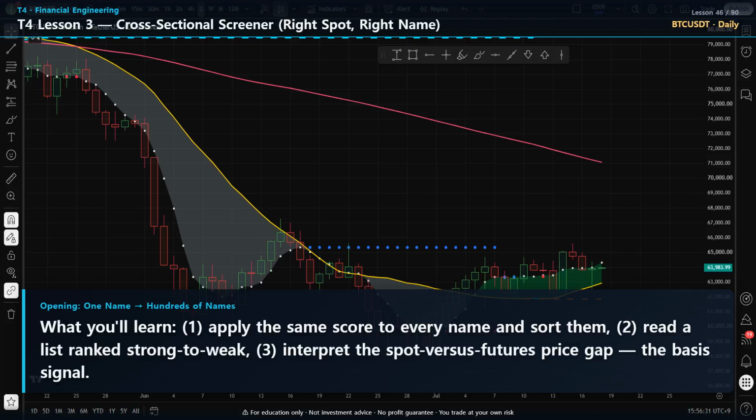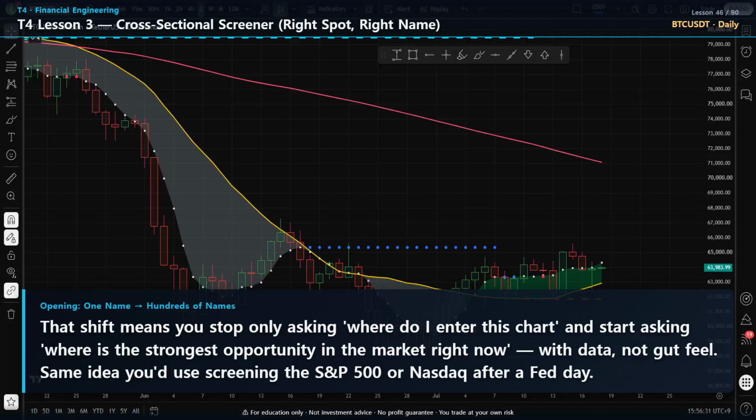What you'll learn: 1. Apply the same score to every name and sort them. 2. Read a list ranked strong to weak. 3. Interpret the spot versus futures price gap, the basis signal. That shift means you stop only asking, where do I enter this chart, and start asking, where is the strongest opportunity in the market right now, with data, not gut feel.